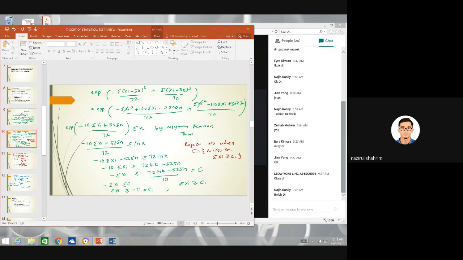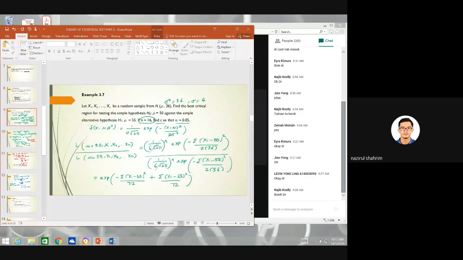Okay. Satu lagi, one more thing, if you need to check, nanti later on mungkin kamu akan perasan lah why summation xi tu greater than or equals to C. One more thing you have to consider ini. Null kamu mu equals to 50. Your alternative is mu equals to 55. It's the same thing if I write alternative mu greater than 50. Betul tak? Kan? Ini alternative ni saya boleh tulis, I can write mu greater than 50.